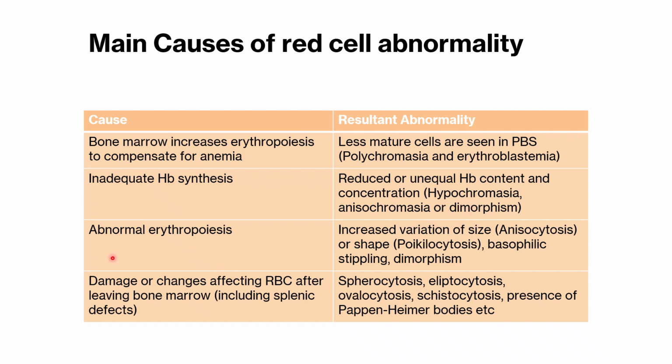The next reason is abnormal erythropoiesis, in which we can see an increased variation of size, that is anisocytosis, or shape, that is poikilocytosis, or we can see basophilic stippling or dimorphism. And the last reason is the damage or alteration affecting the RBCs after leaving the bone marrow, including the various splenic defects. Here we see spherocytes, elliptocytes, ovalocytes, schistocytes, and presence of pyknotic bodies and many other abnormalities.